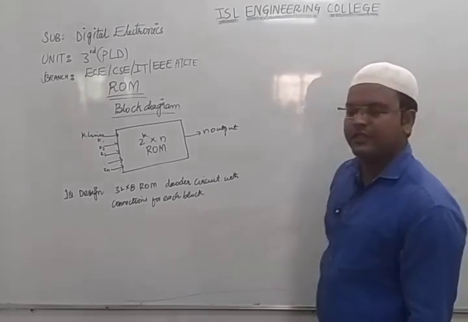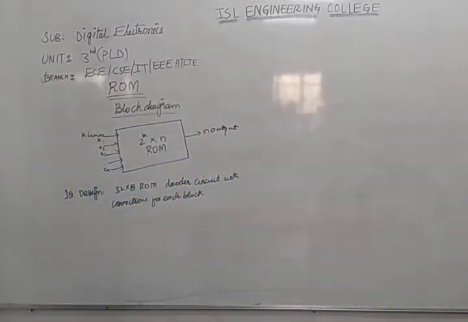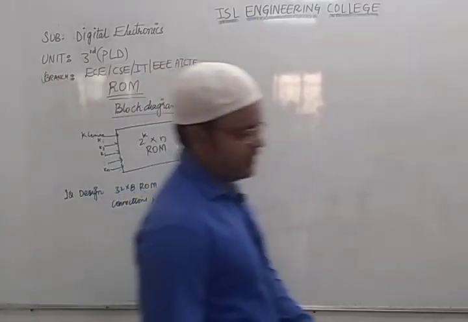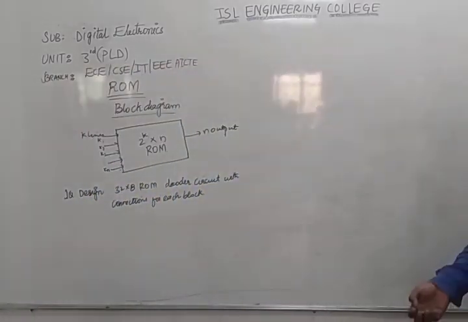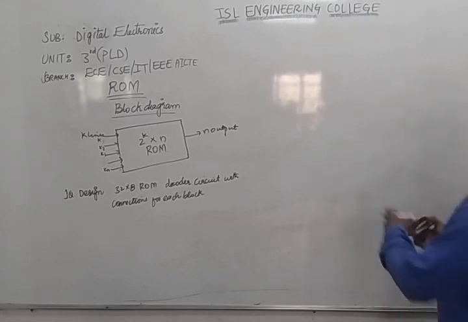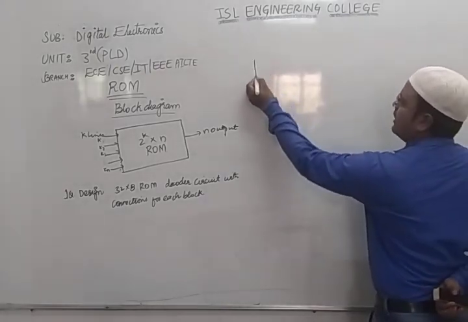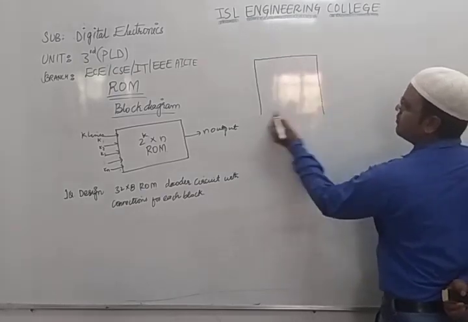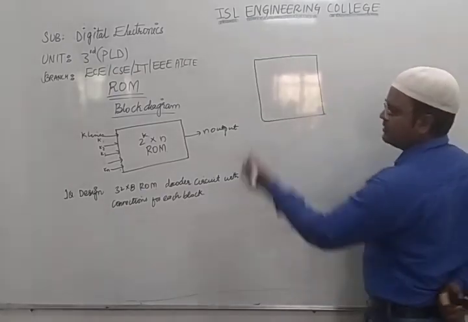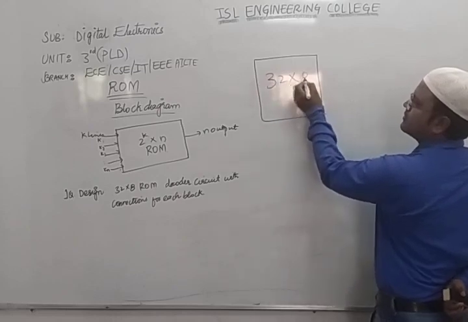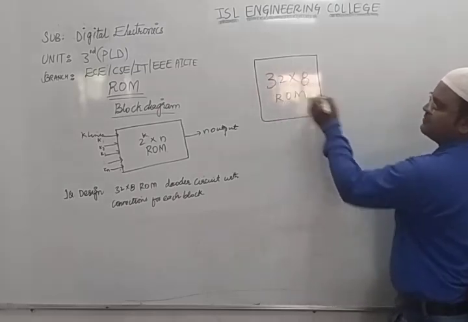They asked us to design the 32 into 8 ROM. We have to design this by considering the decoder circuit, and we have to connect for each block. For doing these things, I'll show you how we design the 32 into 8 ROM. So let us see this. First thing, what is required? We have to make one block diagram, right? In the block, what is the size given? The size mentioned over here is 32 into 8 ROM. This is our size. Clear?